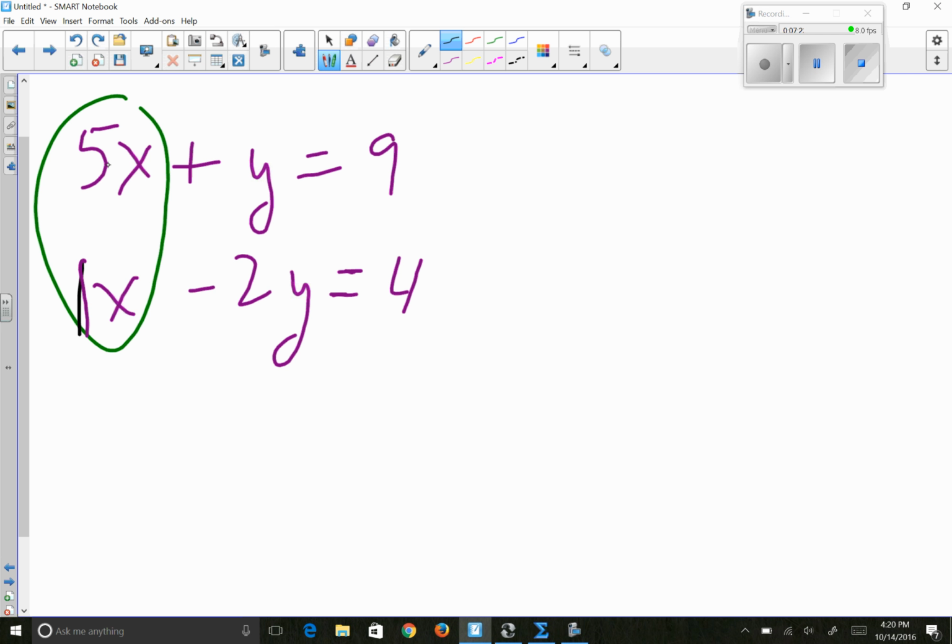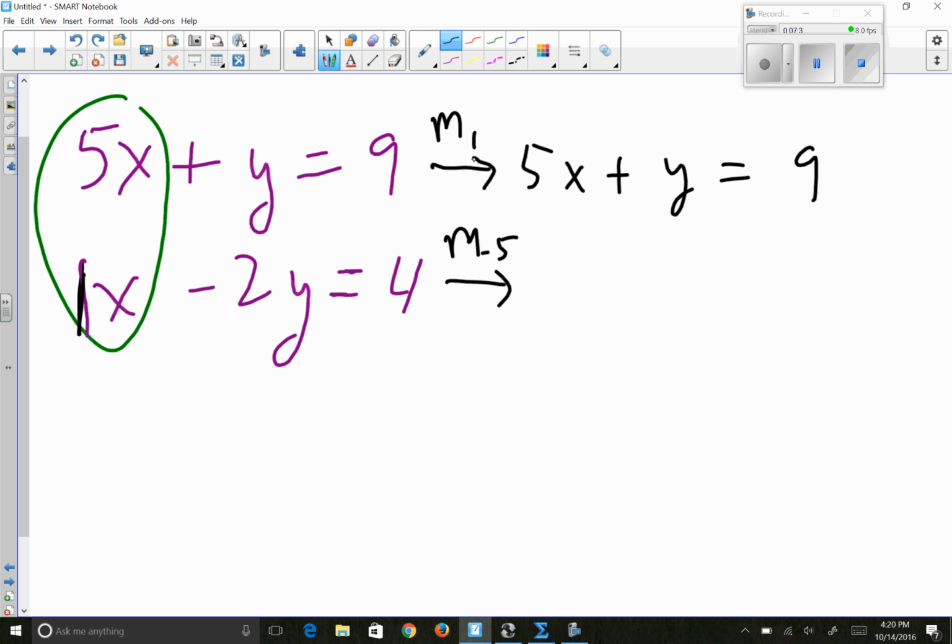Easy to do that because this is already 5. 5x plus 1y equals 9. And this 1 can be turned into a -5 if we multiply by -5. The top equation we multiplied by 1. -5 times 1x is -5x. -5 times -2y is positive 10y. And -5 times 4 is -20.